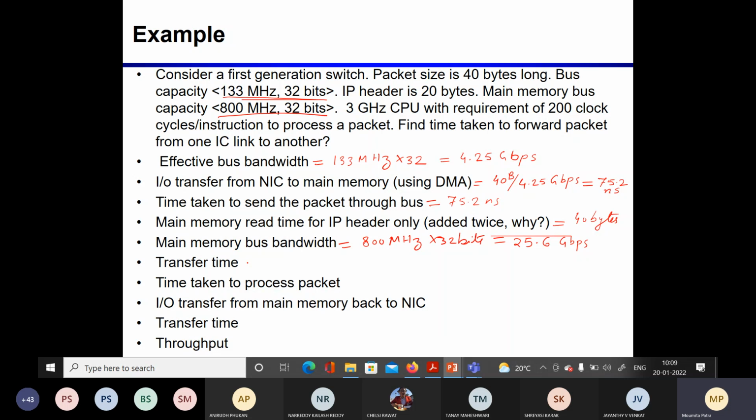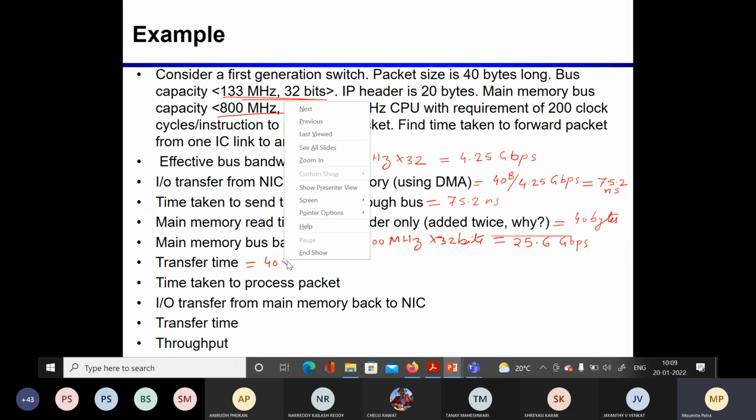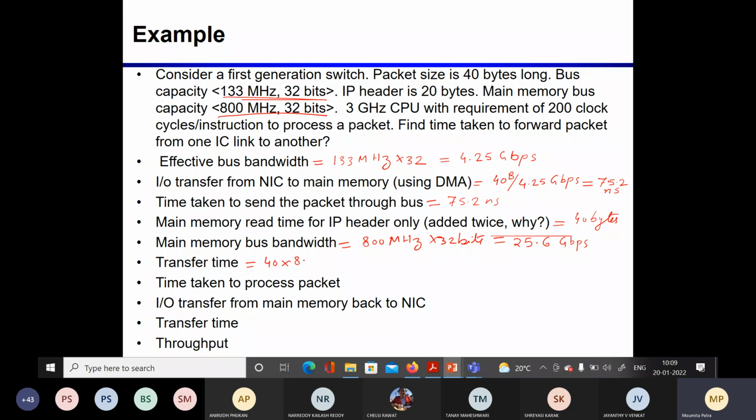Then what should be the transfer time? You have 40 bytes of data. So 40 bytes divided by 25.6 Gbps. Please remember, when you write in your exams, these units are very important. Do not lose out the units in each step. Okay. All right. What is the value for this one? 12.8 nanosecond. Okay, 12.8 nanosecond.